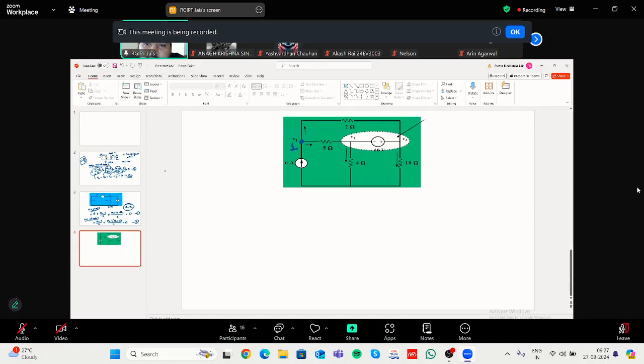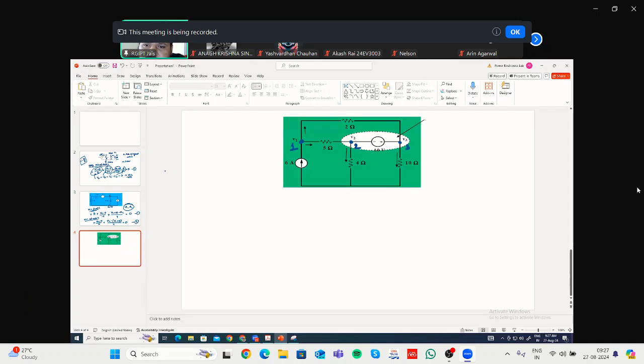So this is node 1, this is node 2, this is 3, and this is our reference node. Let us start by writing the KCL at node 1. This is a simple case. At node 1, there is no concept of supernode. Everything is simple. How many branches are there at this node 1? This is branch 1, this is branch 2, this is branch 3. For each branch, you have to write the current that is flowing through it.